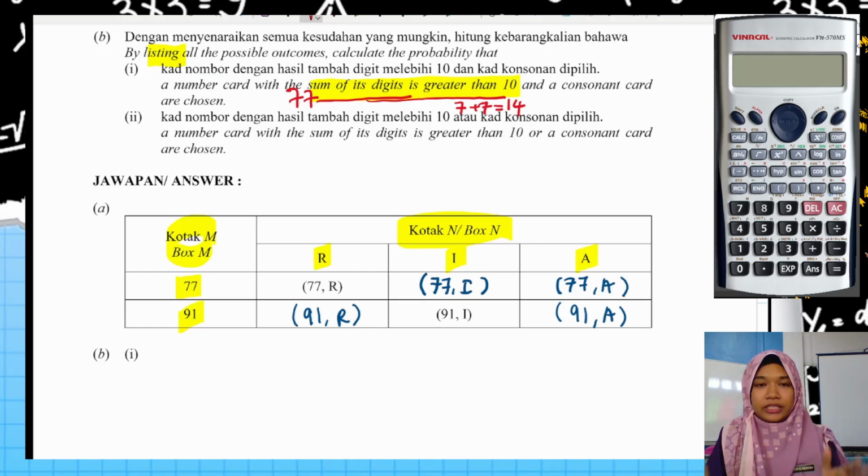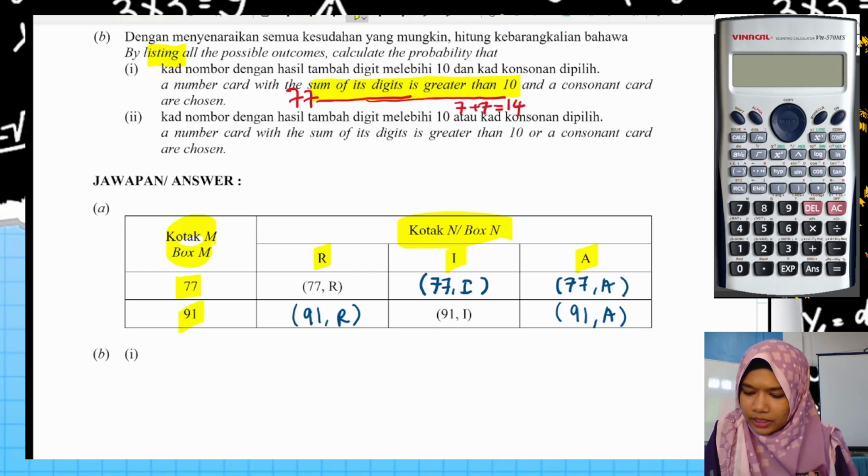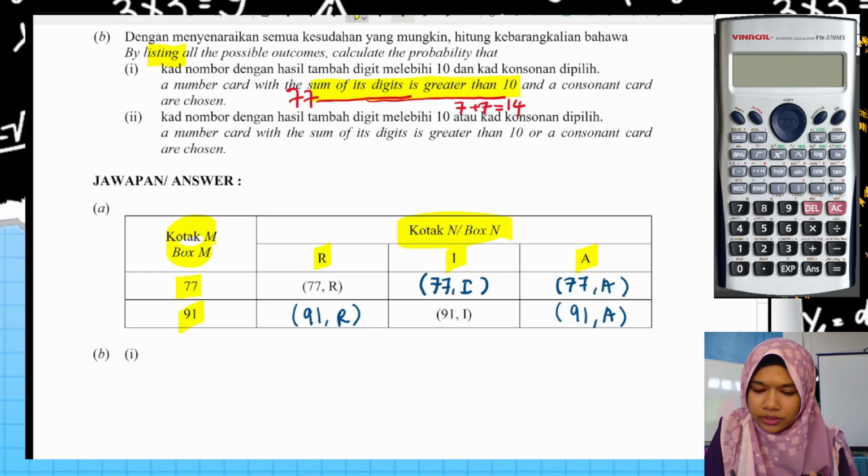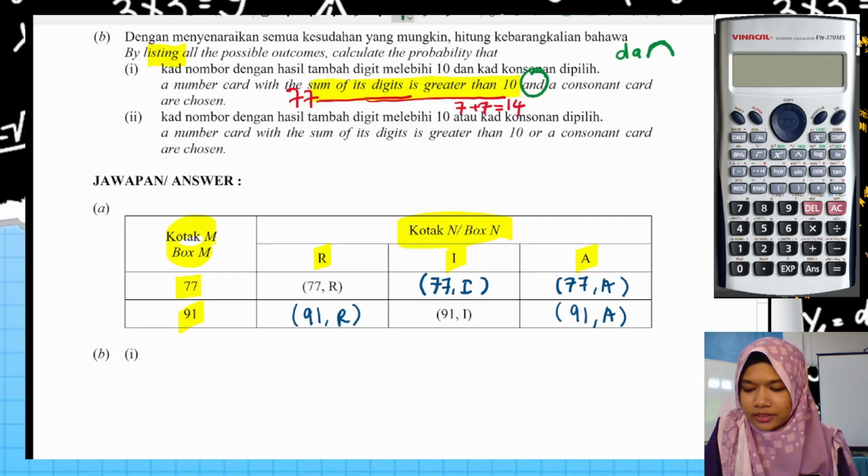Okay. For the event A, that fulfill the event A. And then, and. Okay. Tengok word yang dia guna. Cikgu akan highlight word yang dia guna. And. Apa cikgu cakap tadi? Dan. Okay. Intersection. Dan. Intersection. Okay.